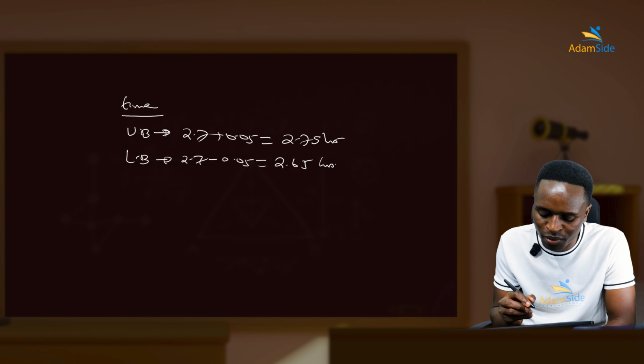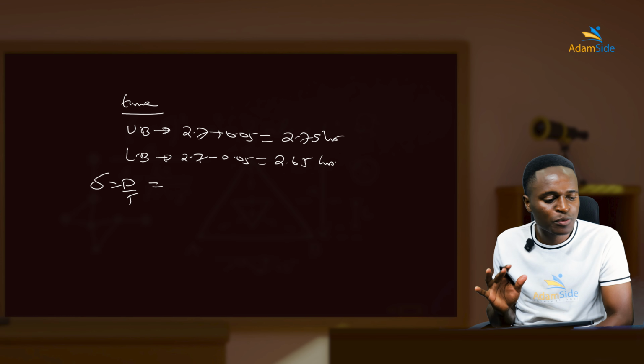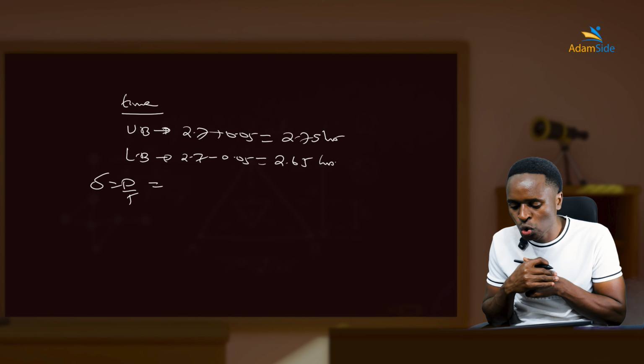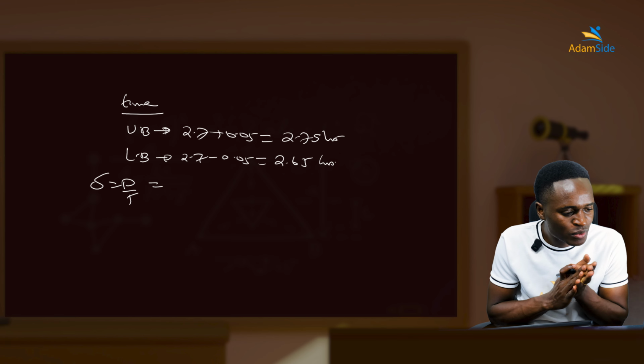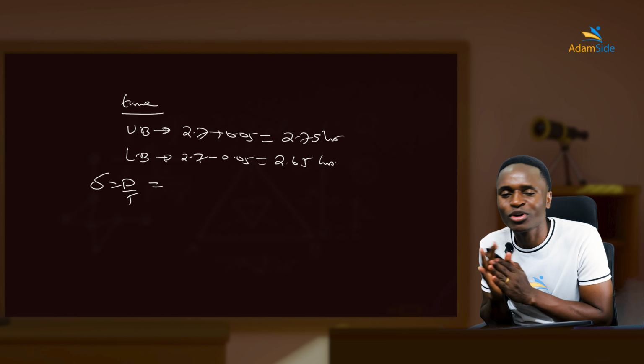Then we understand the formula now. Speed is equal to distance over time. Now, to find the smallest possible speed, what do we need to do? To find the smallest possible speed, you need to use the smallest possible distance and the largest possible time.